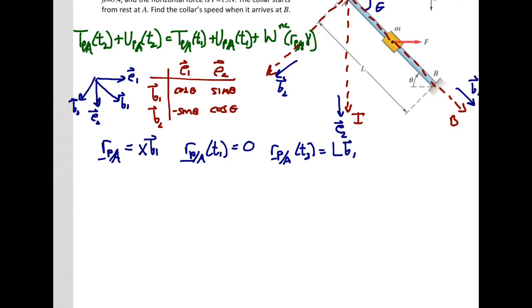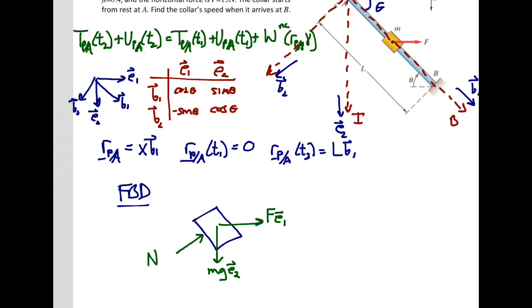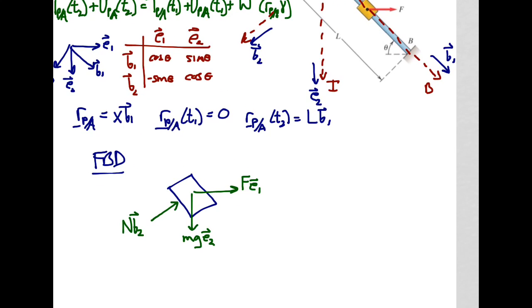It's a good idea to draw your free body diagrams in these problems early instead of waiting till later. And the reason why is because we really don't have kinematics to deal with here. So for our free body diagram, let's draw all of our forces that are applied to this. We have a force to the right, which we'll just call F in the E1 direction. We have gravity, and that's mg in the E2 direction. We have a normal force, so we'll say N in the B2 direction.